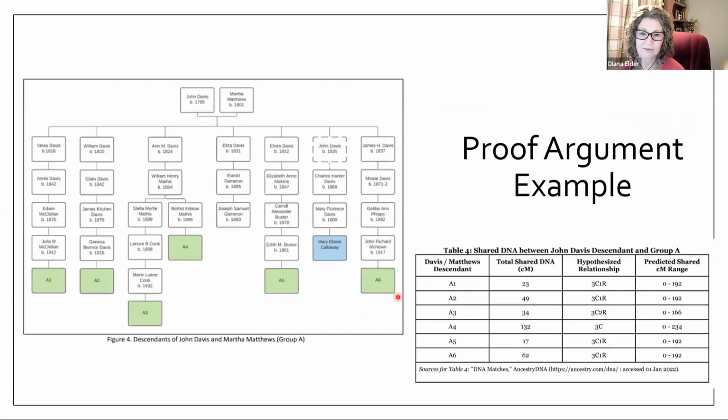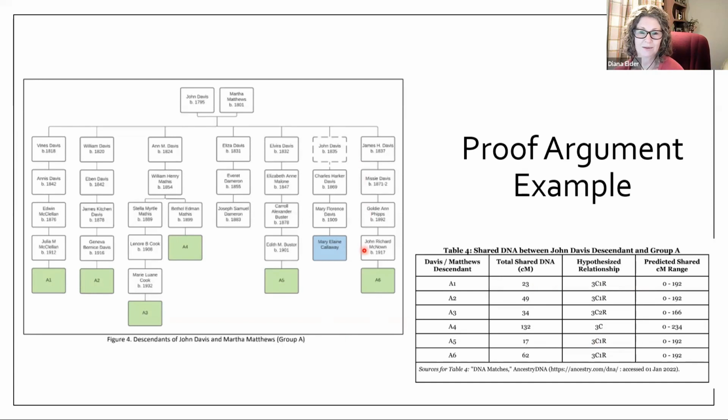And then the diagram had a table that was associated with it. So you could see we have A1, A2, A3, A4. The total shared DNA, here is our test taker here. And then the hypothesized relationship, and then the predicted range to see if that was within range. So now in this case, there was a citation in the narrative that said, see Appendix A for all of these generational links.